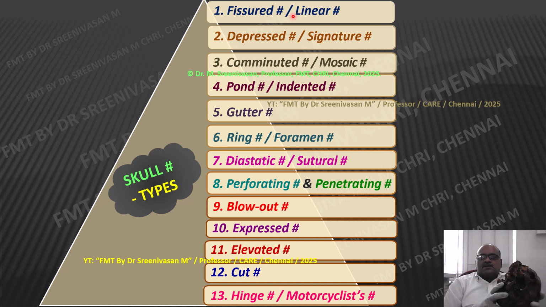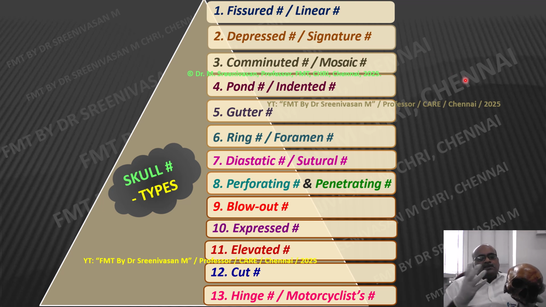Second type is the depressed or signature fracture. Classic example is a hammer blow, where the square shape of the striking surface results in a square shaped fracture in the part where it is struck, right? It is also called a signature fracture or fracture a la signature, as the weapon leaves the signature of its shape onto the fracture site. You can identify the weapon.